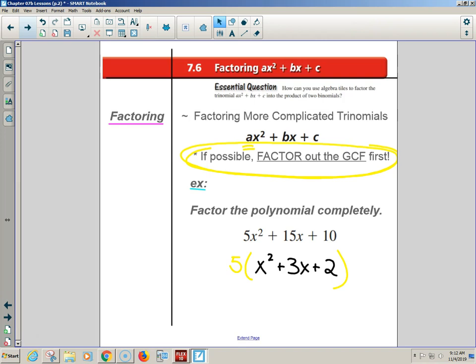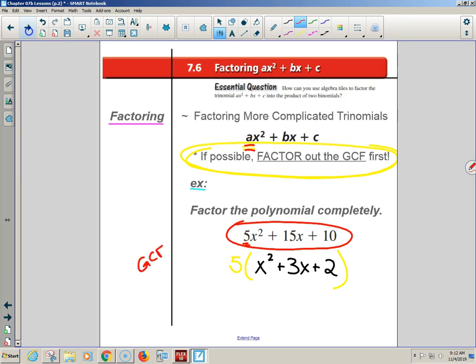Now, this example down here. Was there a number in front? A leading coefficient is what we call it, or you could also call it an A. Do you guys see how there was a 5 in front? In the very, very front? But what was true about every single term in that trinomial? Yeah, there was a 5 in every single one. So therefore, this was factoring out the GCF.